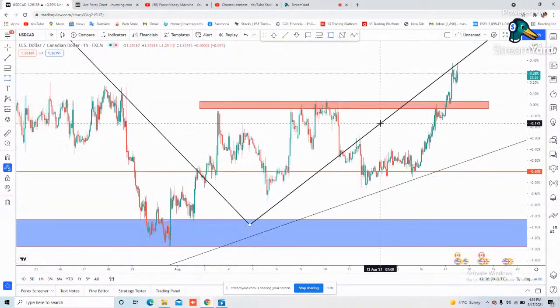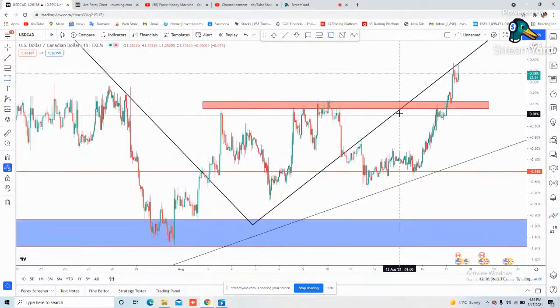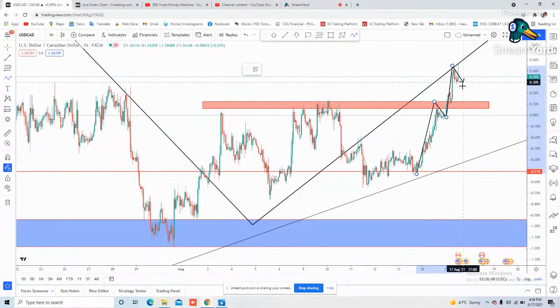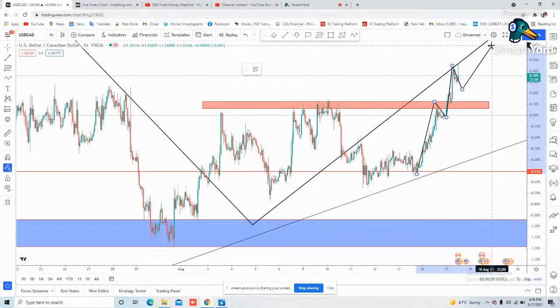You see how the price rallies after it breaks the resistance level here. Impulsive, correction, impulsive, correction, maybe it will go higher. Let's see.